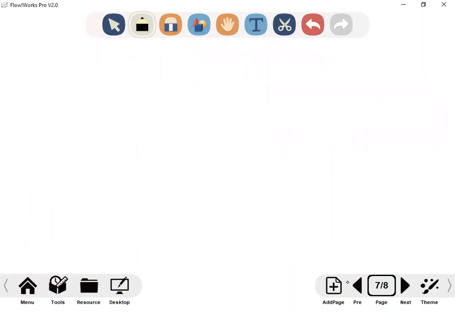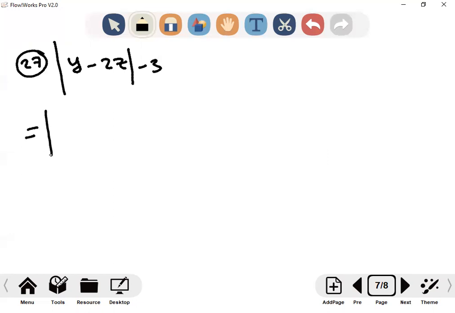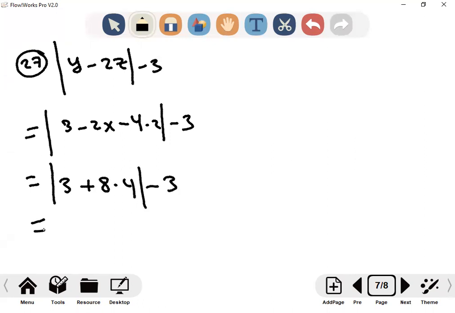Right, then we have which one? 27. We have absolute value of y minus 2z, all minus 3. This is equal to y, which is 3, minus 2 times z, negative 4.2, all minus 3. This is equal to 3 plus 8.4, all minus 3, which means 11.4 positive, minus 3 means 8.1. Right?